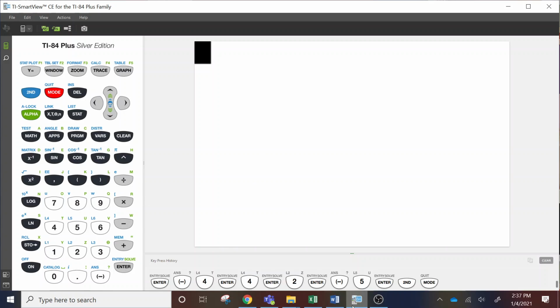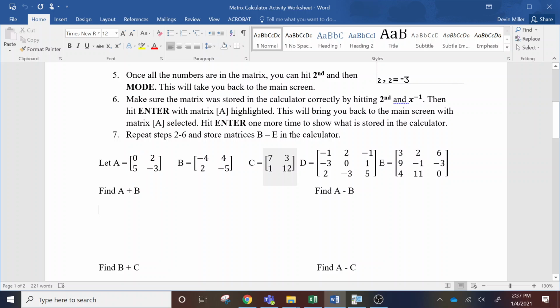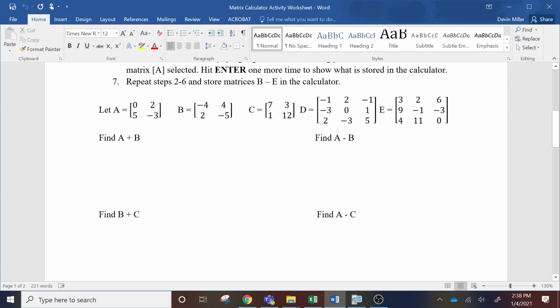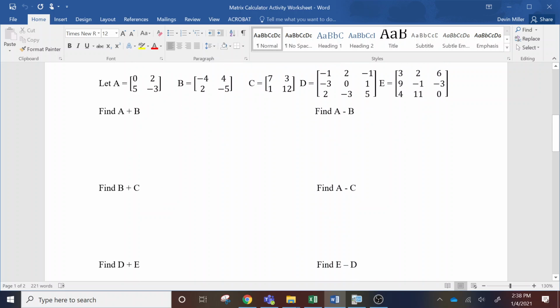And you can repeat this process and do C, D, and E. These ones will just be a little bigger. These are 3 by 3 matrices. But still, you can do the process and plug them all in there and save them all. And then you can answer the questions down below. So how do you recall these to these problems? So the very first one says find A plus B. So how are we going to do that?